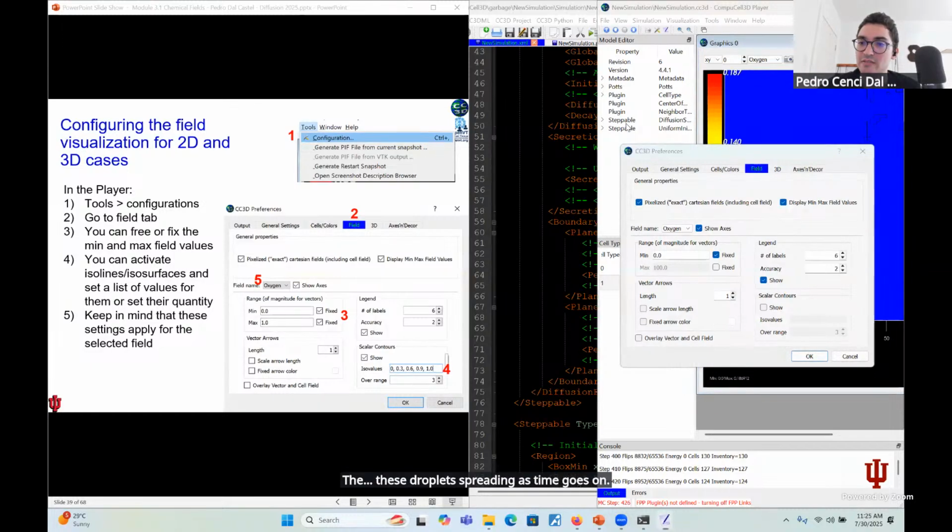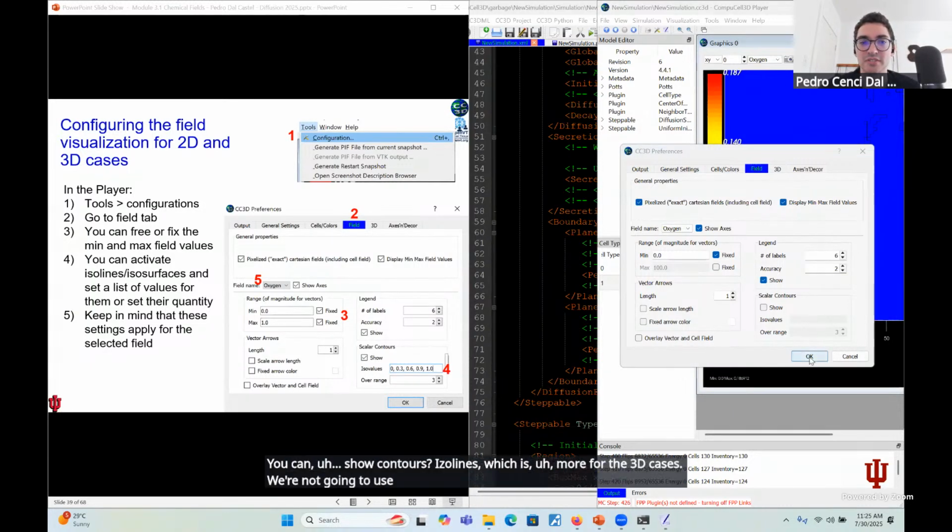You can show contours, isolines, which is more for the 3D cases. We're not going to use this much during this lecture, but there is this option here.